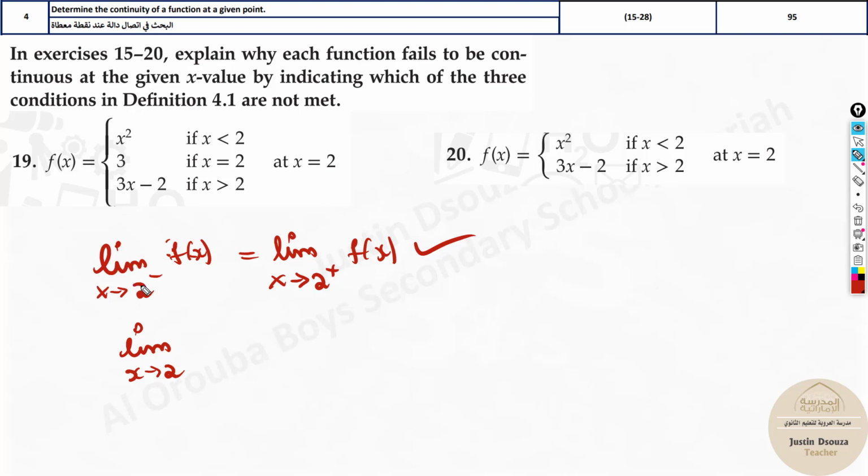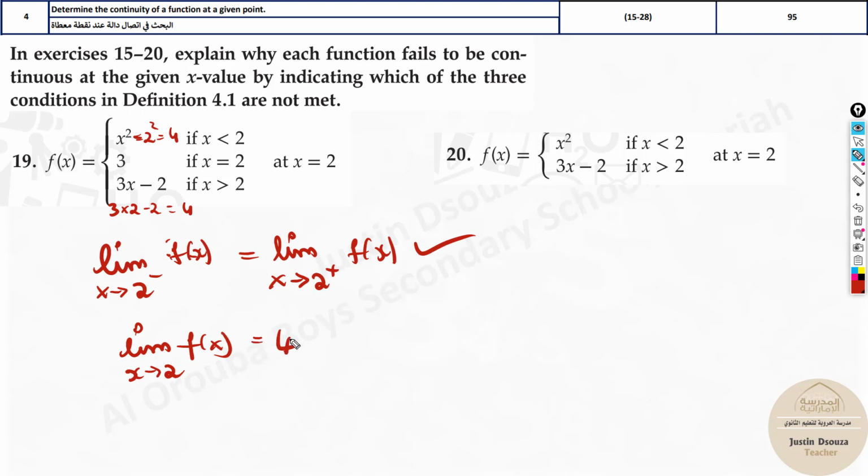Now, as x tends to 2 from the negative side, less than 2, what is the answer? It's x squared. So let's substitute 2 instead of x. The 2 squared value would be 4. Same thing from the greater side, the plus side: let's substitute over here as well. 3 into 2 minus 2, that will also be 4. We got 4 and 4. Therefore, the limit of f of x would be 4 here.